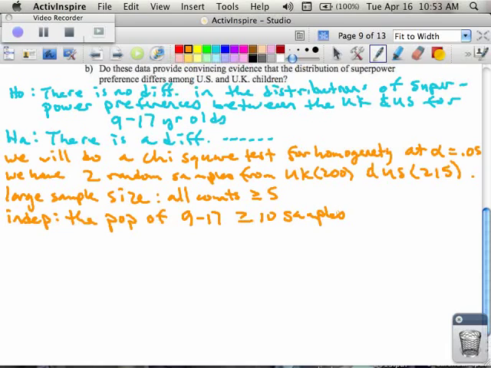And then I probably should have done the expected counts. I will do that off to the side in just a little bit. I'm just going to actually do the math first. And remember, we can use our lists to do this. So maybe I'll just do the table now. So let's do our expected counts.